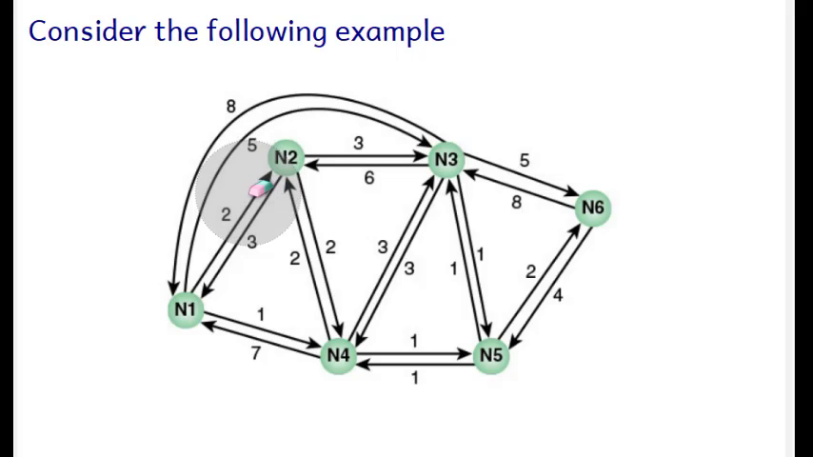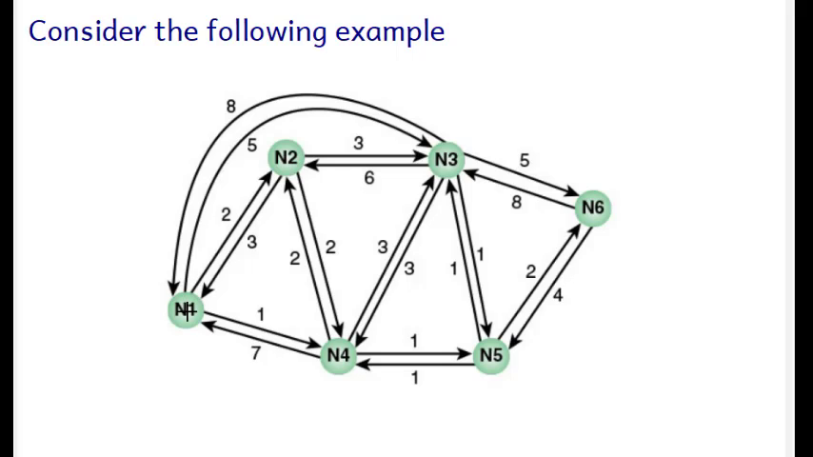Suppose you want to reach from N1 to N6. If we are considering the least number of hops, then maybe this can be one of the paths with 4 hops. Maybe on some other path the number of hops may increase. So the router will direct the packet in such a way that the minimum number of hops are involved. Another criteria can be the least cost path.